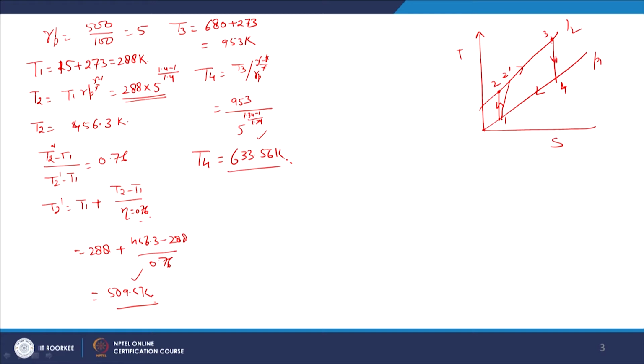Because the pressures are the same, I have shown the process as a single process. Otherwise, this process from 3 to 4 is physically taking place in 2 different turbines.